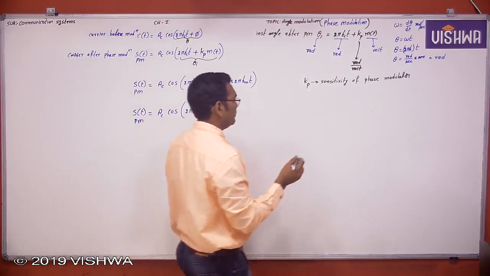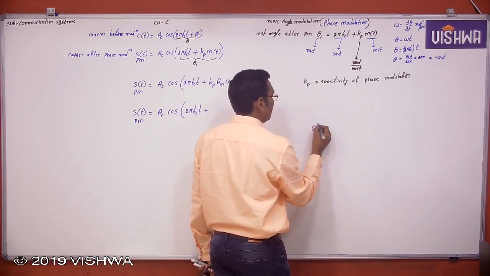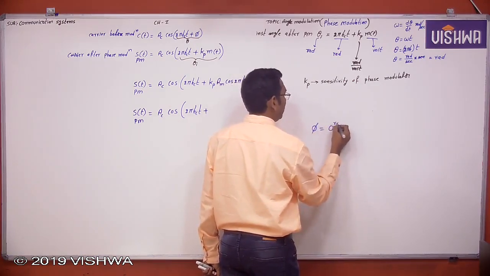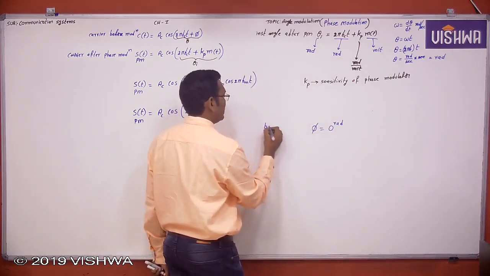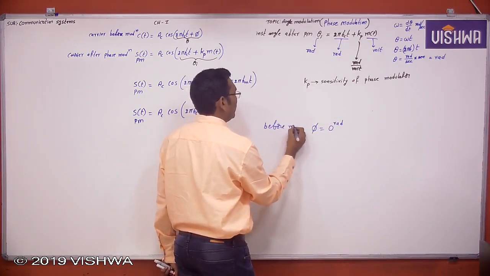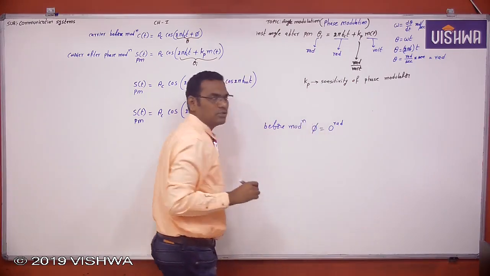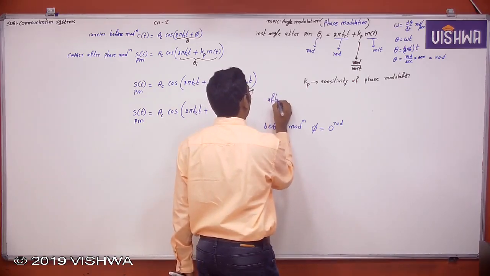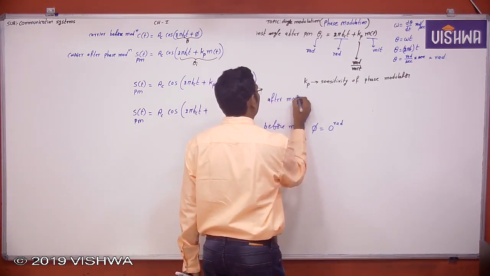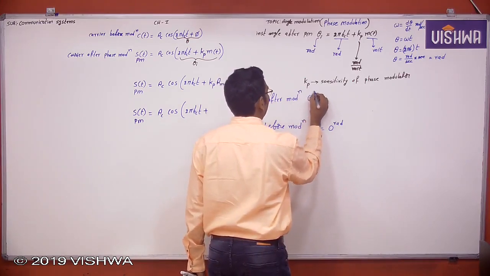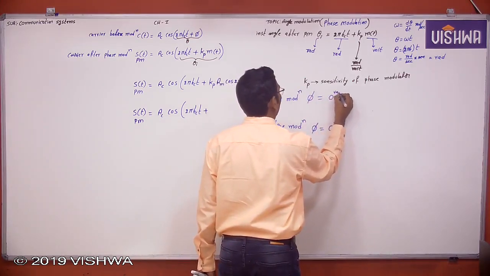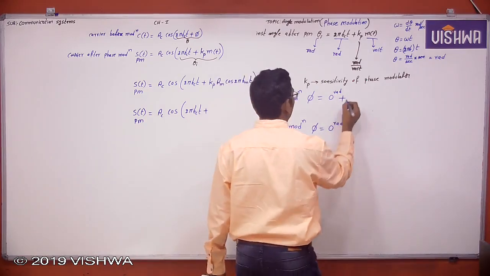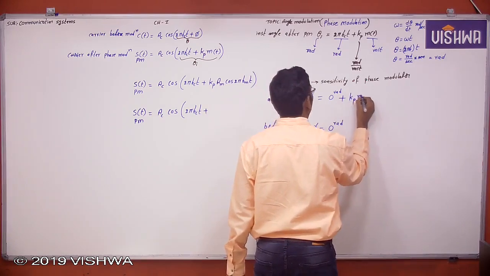Now let us see here. This is before modulation. Assume this is 0 radians. Before modulation, let us assume the carrier phase is 0 radians. Therefore, after modulation, again 0 radians, but this 0 radians is going to be changed by Kp into m of t.